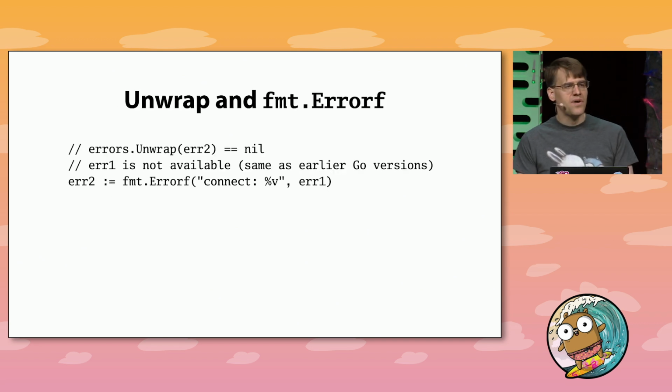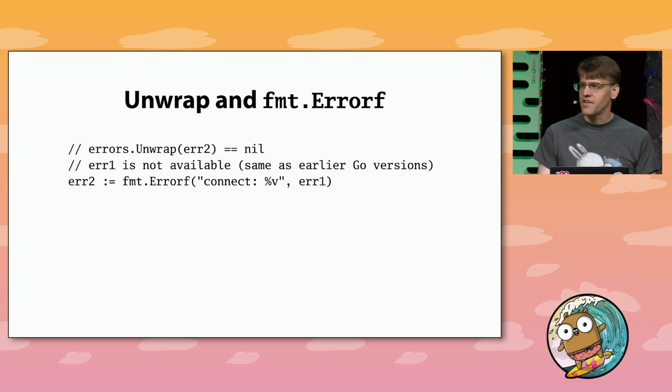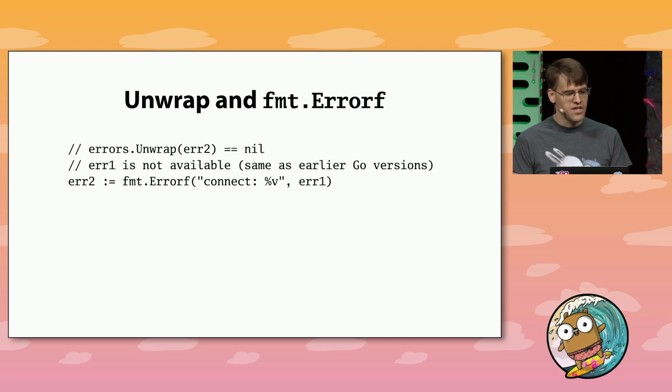Now, whether to make it possible to unwrap an error is an API decision, like whether to export a struct field is an API decision. Sometimes you want to expose that detail to calling code, and sometimes you don't. When you do, implement Unwrap. And when you don't, don't implement Unwrap.